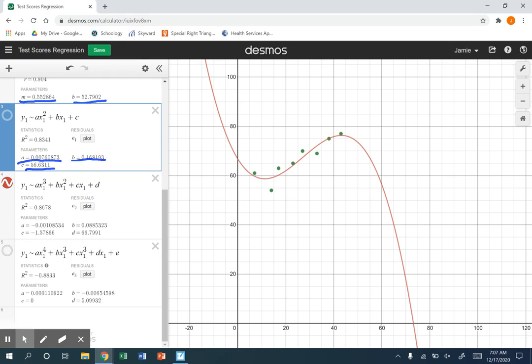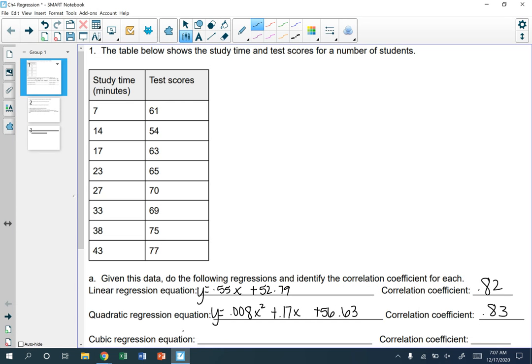But the next thing we need to do is look at, I forgot to do this actually, the correlation coefficient, which remember that r squared value, so it's 0.83. And then we're going to go ahead and fill that in. Oh, I already did.